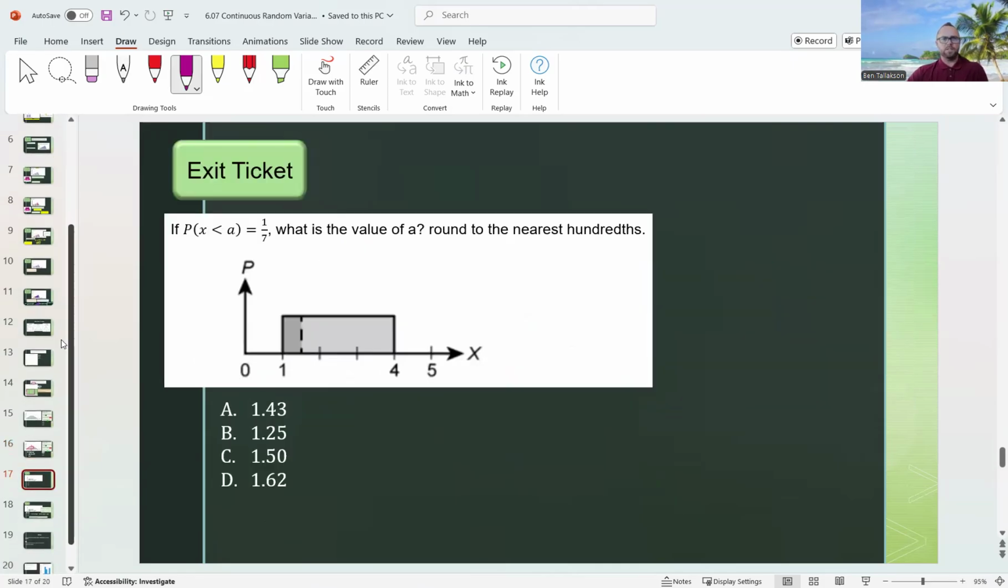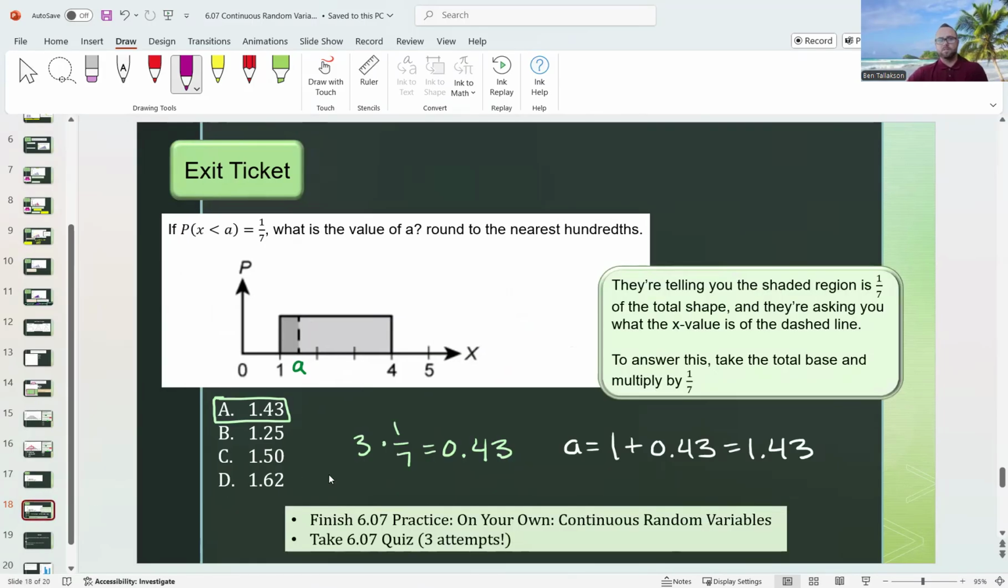And finally, our exit ticket. This problem is a little more abstract, but I think you can do it. Give it a try. And the answer is A. Okay, if the probability that x is less than a is equal to 1/7, what is the value of a? Round to the nearest hundredths.